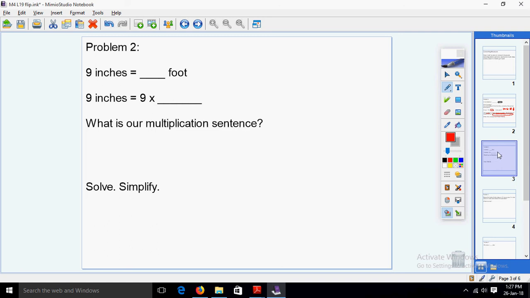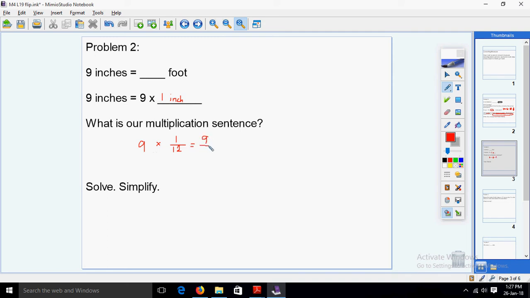All right, same thing here. How many inches are in a foot? So we're going to rename. 9 inches is equal to 9 times 1 inch. Now I'm going to rename the 1 inch as a fraction: 1 out of how many inches are in a foot? 12. And we're still multiplying by 9. Now we can solve, right? 9 times 1 is 9, so I'm going to get 9/12.